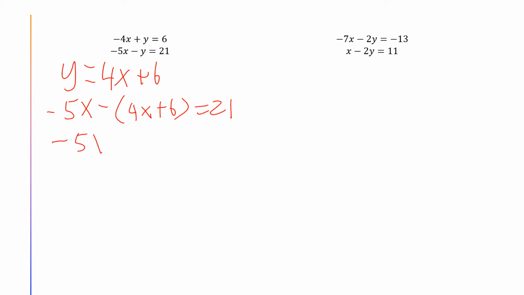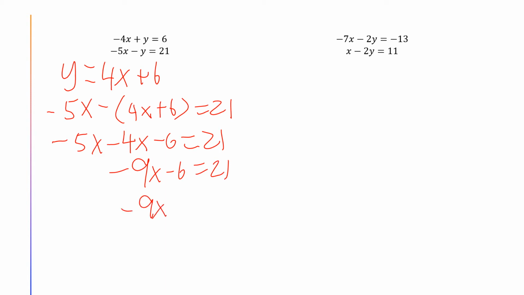Distribute the negative sign, we get this. When we simplify, we get negative 9x minus 6 equals 21. Negative 9x equals 27, so x equals negative 3.